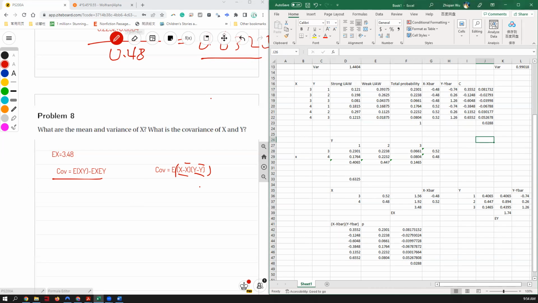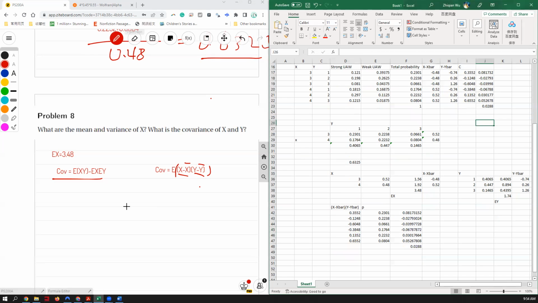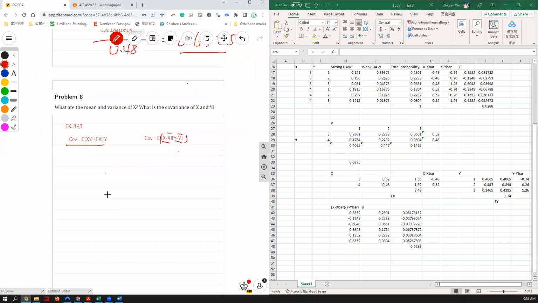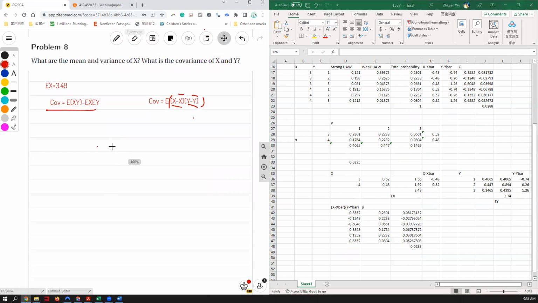Okay, cool. Now let's move on to number 9. Okay, so let me put in the answer. Covariance is equal to 0.028. So they're very, very slightly positively correlated.